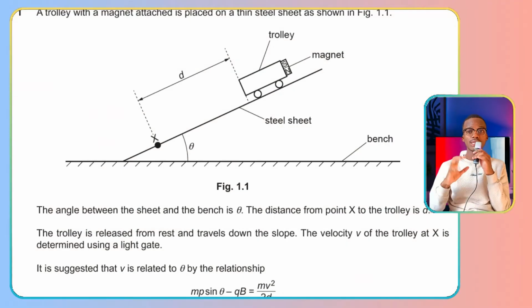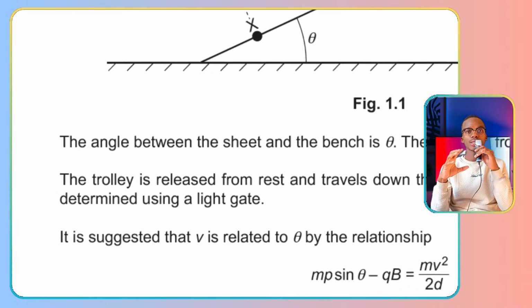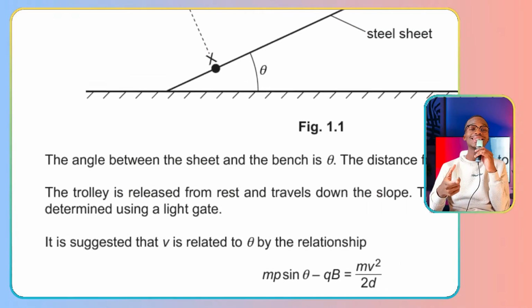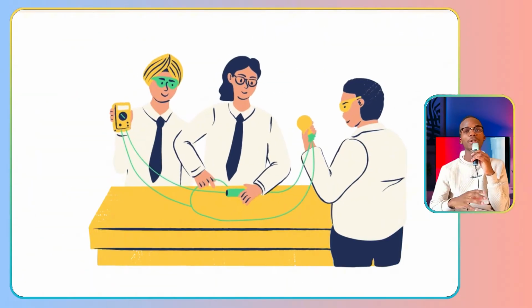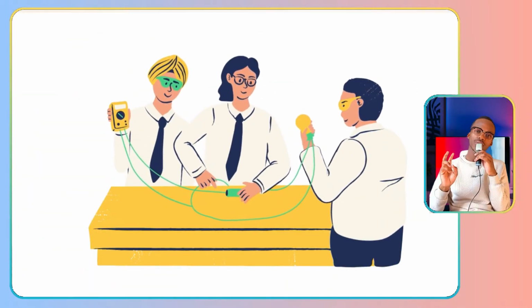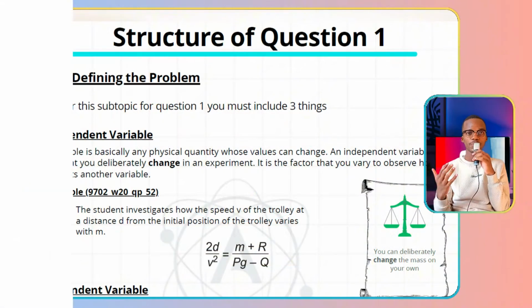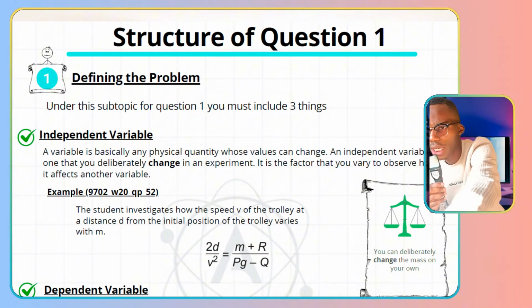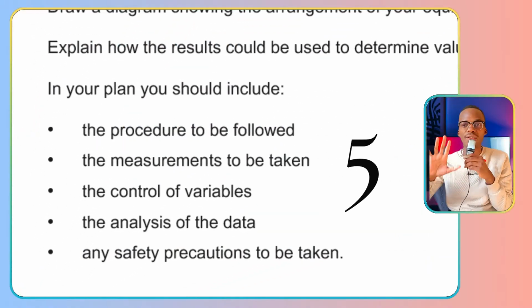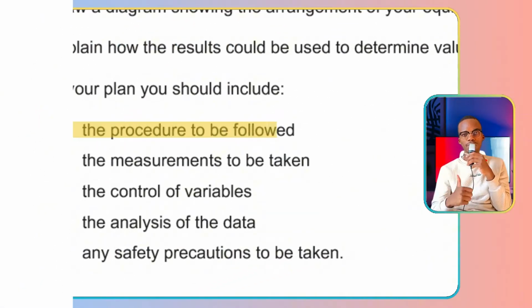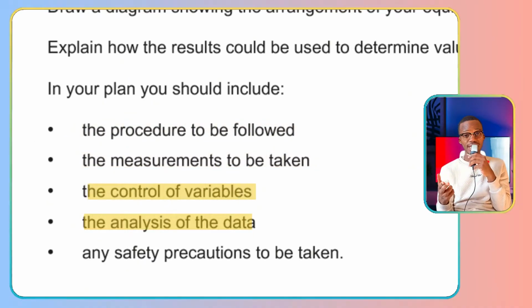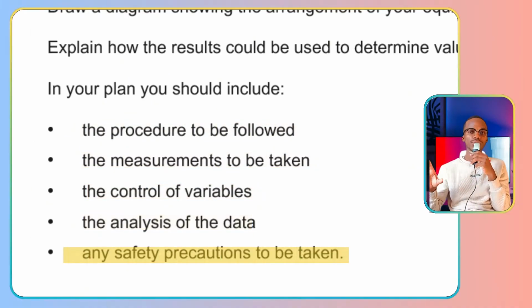To start off, this question consists always of two variables, right? The goal is for you to analyze and present a method in which an experiment can be conducted. So it consists of two variables. A variable is basically anything that you can change, right? If you scroll down and you look at your paper 5, you're going to see 5 things: procedure to be followed, measurements to be taken, control variables, analysis of data, and any safety precautions to be taken.